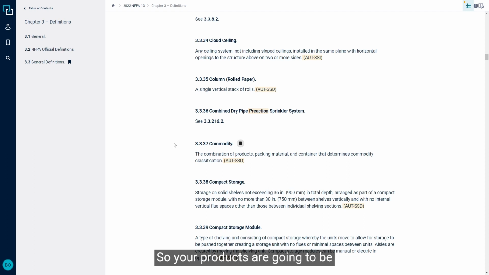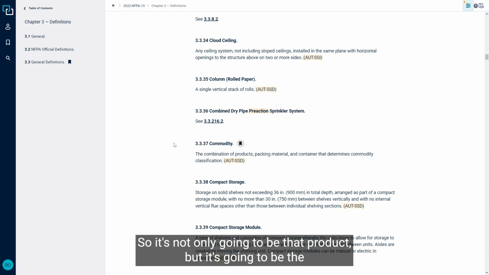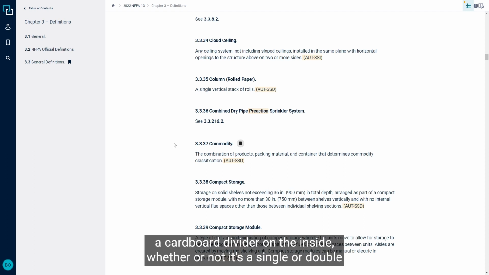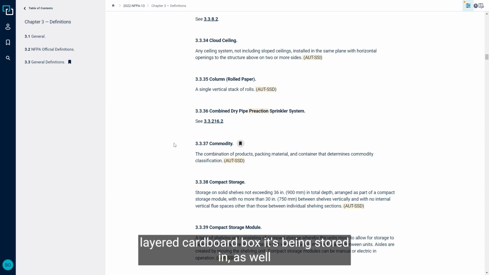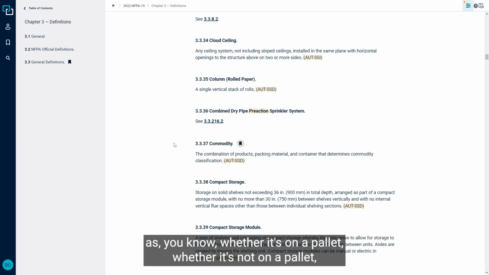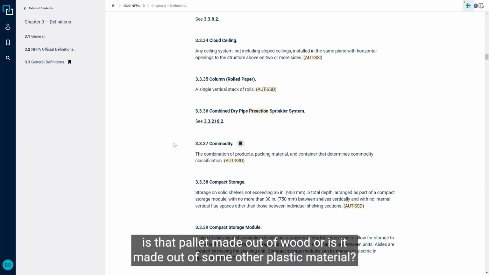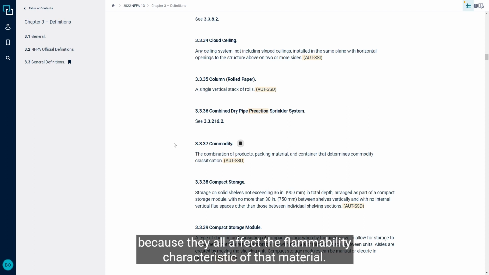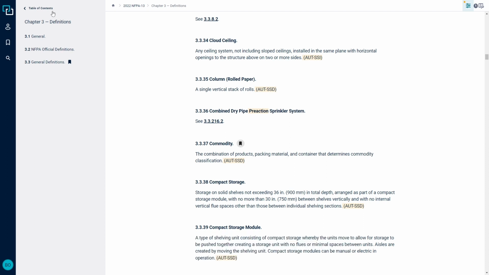Say your product's going to be a liquid in a glass jar. So it's not only going to be that product, but it's going to be the packaging material. So whether or not you're going to use foam packing peanuts, whether you're going to use a cardboard divider on the inside, whether or not it's a single or double layered cardboard box it's being stored in, as well as whether it's on a pallet, whether it's not on a pallet. Is that pallet made out of wood or is it made out of some other plastic material? All of these are going to come into play when we look at the commodity classification because they all affect the flammability characteristics of that material.